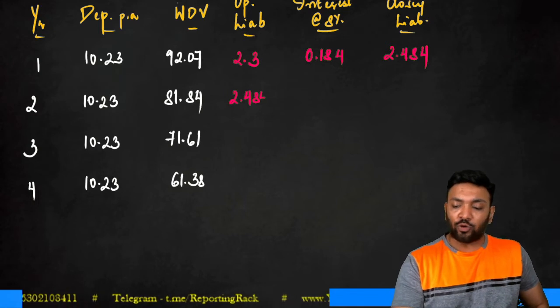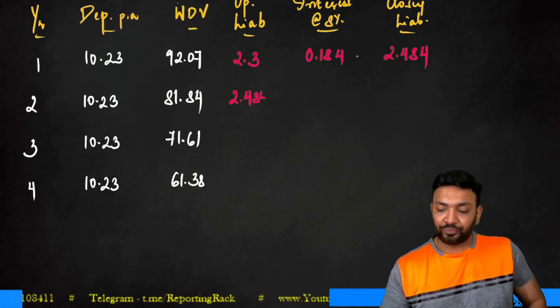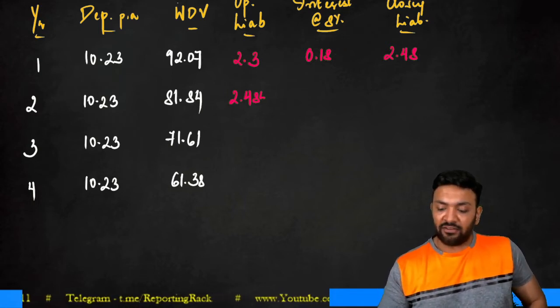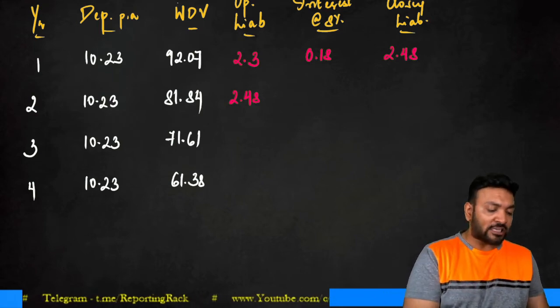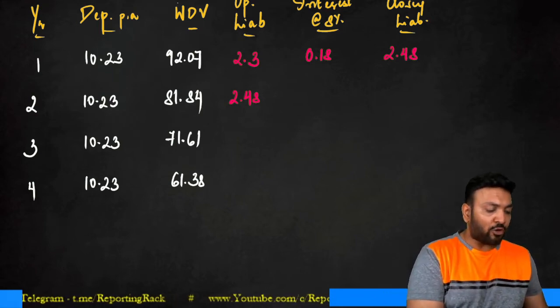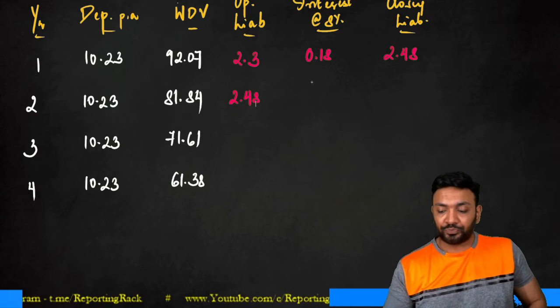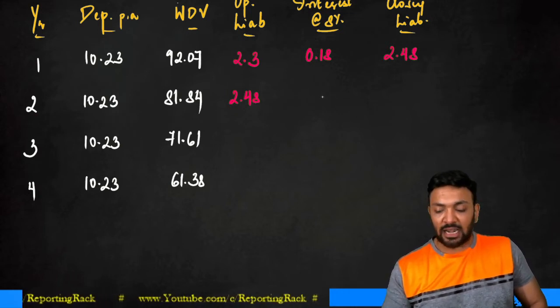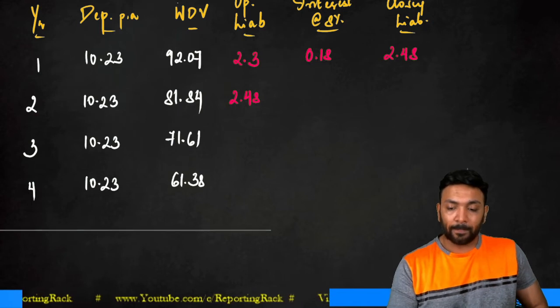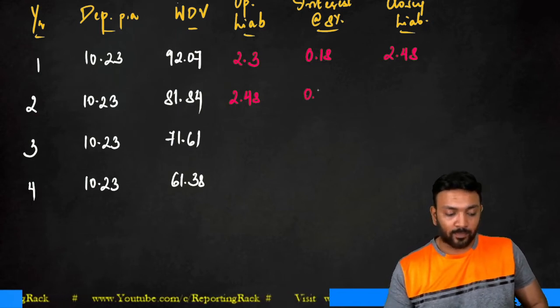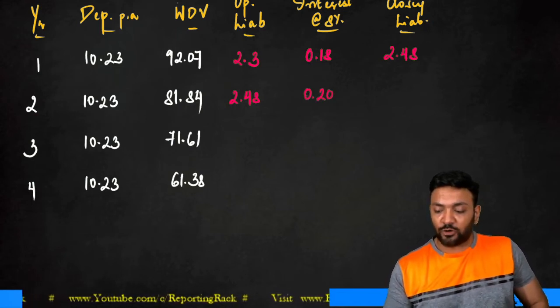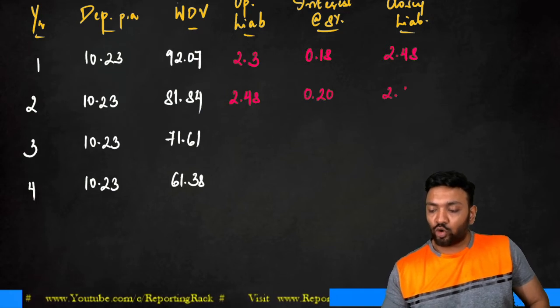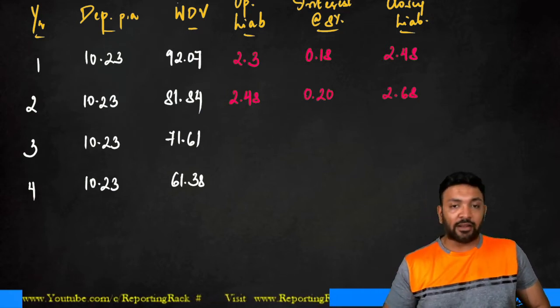2.484, or we'll take it only up to 2 decimals. I think that is better. Anyways, we are rounding off. Take until only 2 decimals. 2.48 into 8%, 0.19 or actually 0.20. 2.68 is the closing liability.